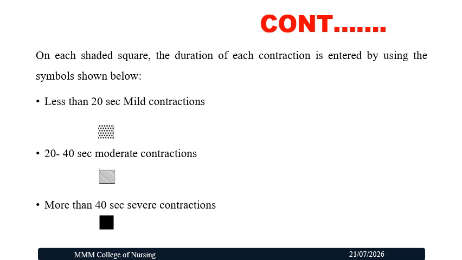The third type is a severe contraction. It is felt between 41 to 60 seconds, and the square box should be shaded completely. That is called a severe contraction. This is how you are supposed to represent it in the contraction chart in the partograph.